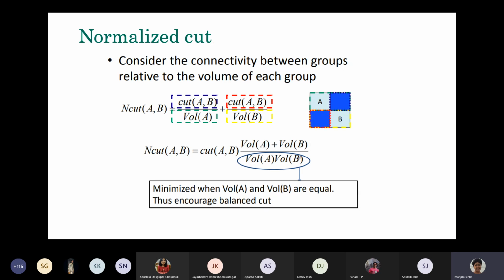Now this value is the minimum when the volume A is equal to volume B, right? When the two values become equal, this will be minimum. Am I correct? So this will encourage a balanced cut, if we also take the volume into account apart from the cut value. So that's why it is called the normalized cut.